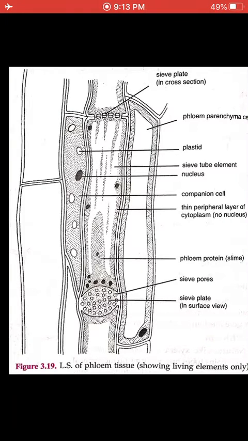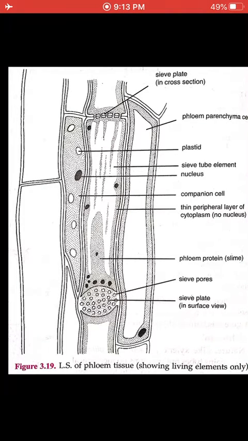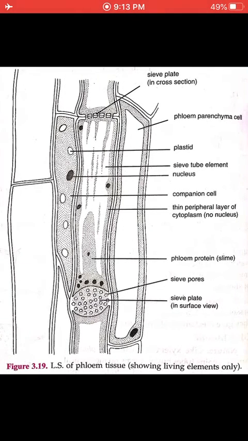Now sieve tubes are cylindrical tube-like structures having thin walls, placed one end to another. The first one labeled as sieve tube is placed one on the other. They have a number of pores in them, due to which they become perforated, and they pass the components from one end to another.